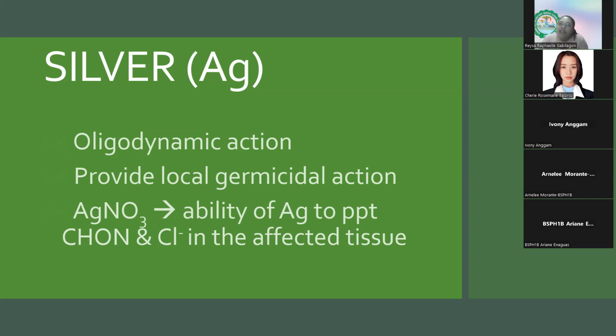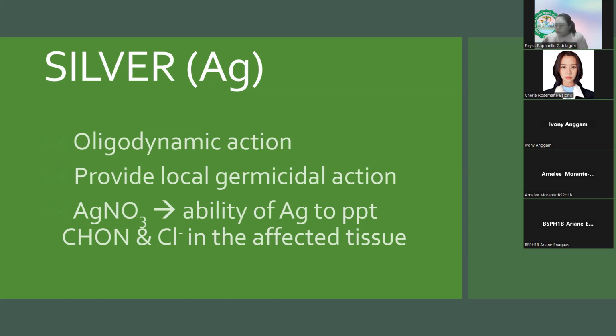By the way, if the word ends with side, C-I-D-E, or sidal, it means it is able to kill the bacteria or the microbes, yung mga maliliit natin na organism. Okay? So, si silver ganyan siya. Example, silver nitrate. Paano niya patayin yung mga germs? It has, again, the ability to precipitate protein. PPT is precipitate. CHON means protein.